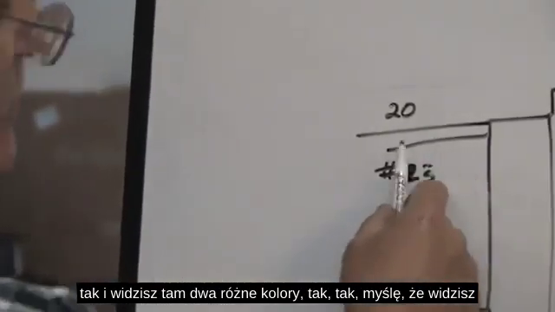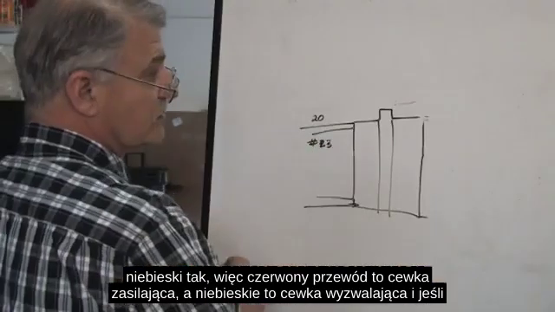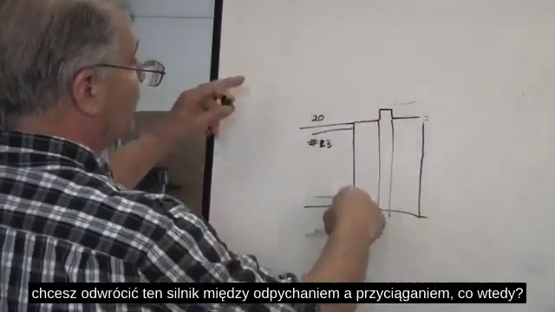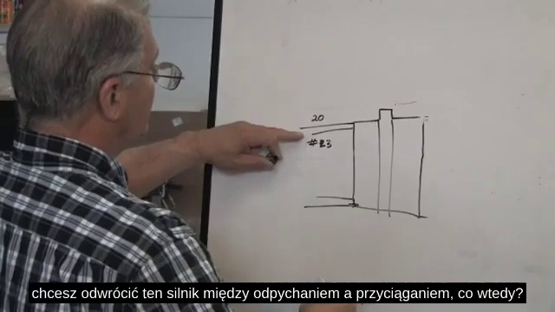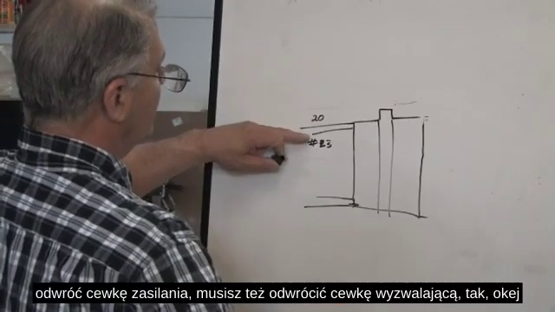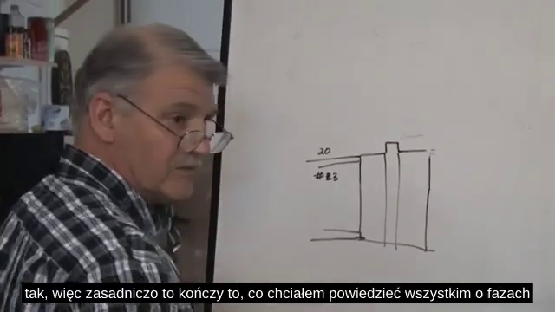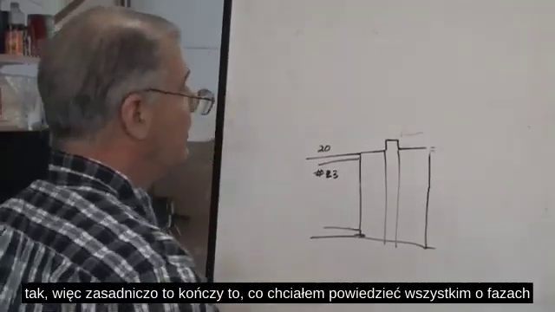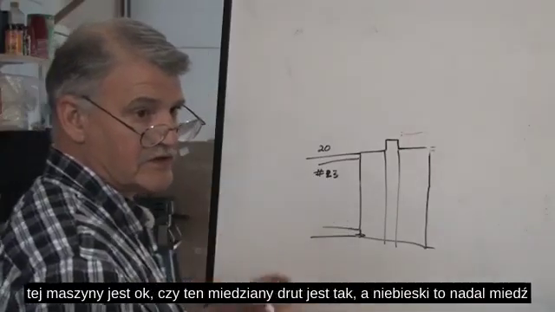Yeah. I think you see blue. There's a blue and the rest is red. Yes. So the red wire is the power coil and the blue one's the trigger coil. And if you want to reverse this motor between repulsion and attraction, when you reverse the power coil, you have to reverse the trigger coil too. Yeah, see it. Okay? Yep. So basically that concludes what I wanted to tell everybody about the phases of this machine.